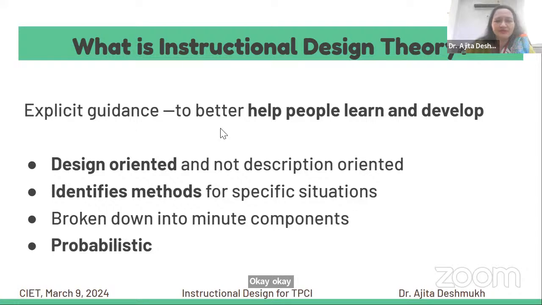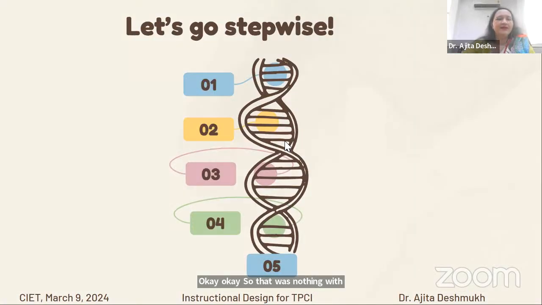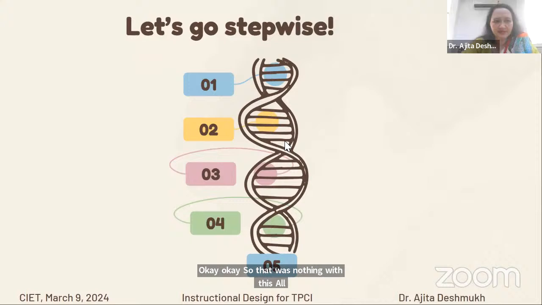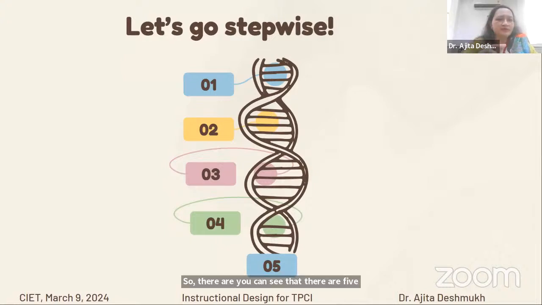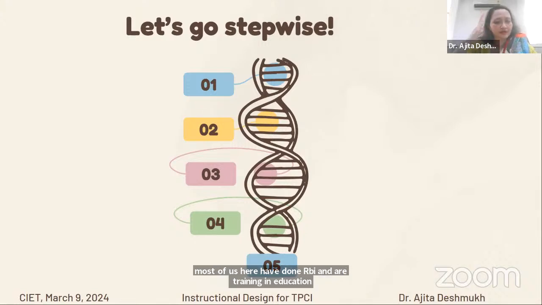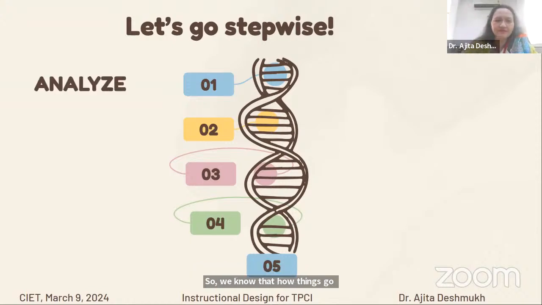All right. So let's go ahead. And how do we do this, actually speaking? You can see that there are 5 steps. And most of us here have done our B.Ed or training in education. So we know how things go, especially stepwise, every planning has to come. So now here, the first thing you see is analyze.